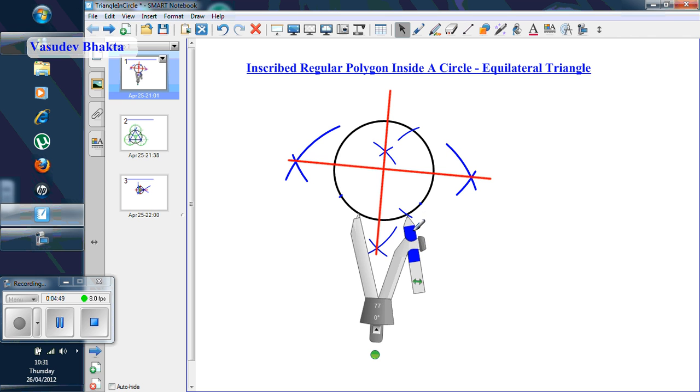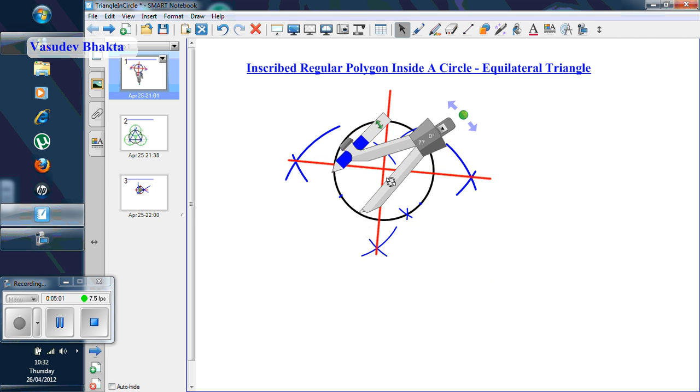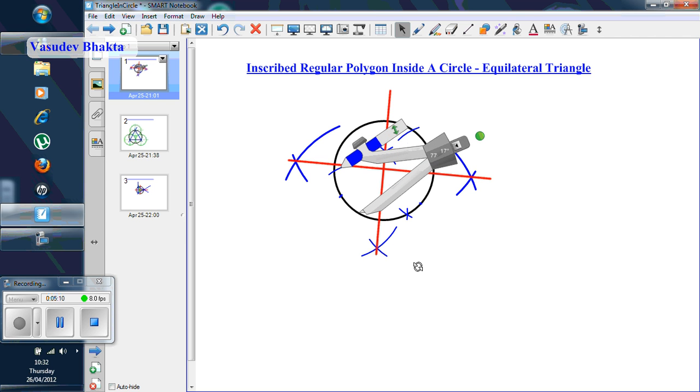Now what we need to do is mark a point here again, so we get a cross on that circumference point. Then spin our compass using the same point onto the other side and mark a point here. So we've so far marked one point with a cross. We need to mark the other 2 points with a cross such that they're an equal distance apart from each other.